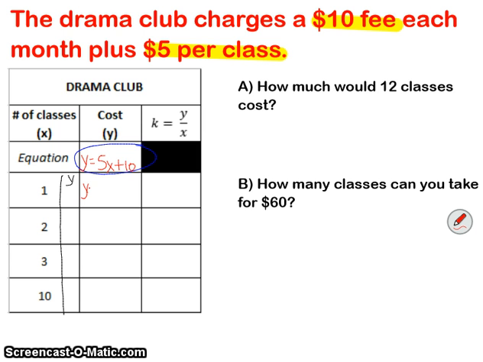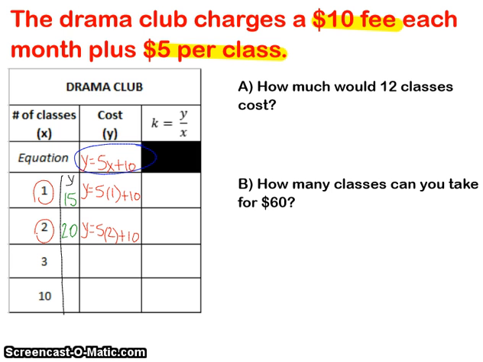So I have y is equal to 5, and I replace my x with my 1, because that is what I have here. And then I do plus 10. I know that 5 times 1 is 5, and 5 plus 10 is 15. So my y value is 15. I have to do the same thing all the way down. So I have y is equal to 5 times 2 this time, because that is my x value, plus 10. I know that 5 times 2 is 10, and 10 plus 10 is 20. So my y value on the second one is 20.